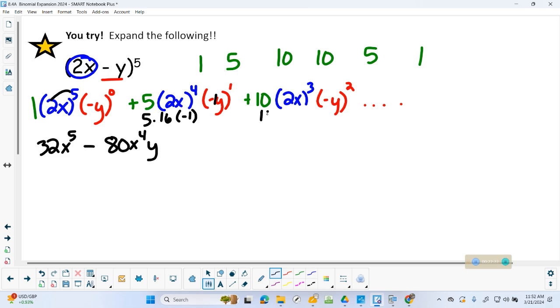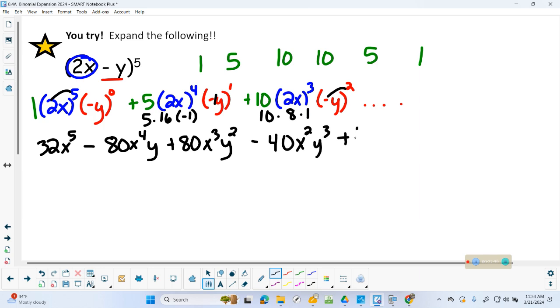Okay, for this guy I did 10, 2 cubed. Negative squared would be positive 1, of course, so you get positive 80 here. All right, here's what you should get for the rest of them, my friends. Negative 40 x squared y cubed, 10 x y fourth, and minus y to the 5th.